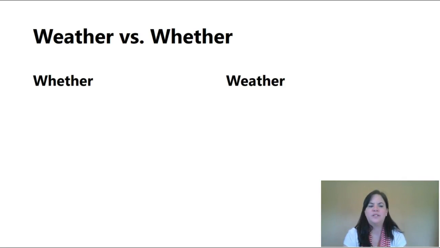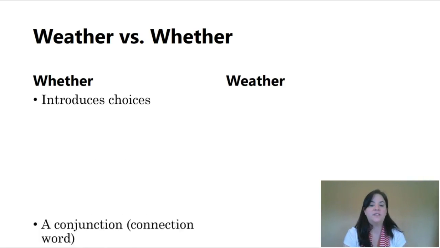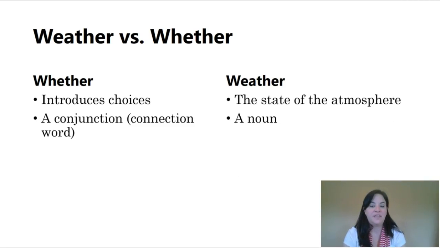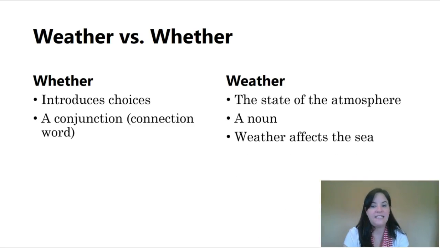How about the two weather words? We have W-H-E-T-H-E-R and W-E-A-T-H-E-R. Well, whether, W-H-E-T-H-E-R, is a word that is used to introduce choices. This is a conjunction, another connection word. Weather, W-E-A-T-H-E-R, is the state of the atmosphere. It's a noun. So you can remember this by remembering that weather affects the sea. And there is an EA in sea and an EA in weather. And that should help you remember which correct spelling of weather you need to use.